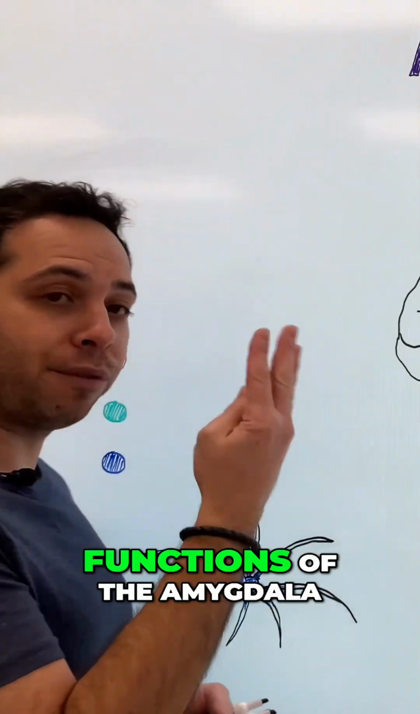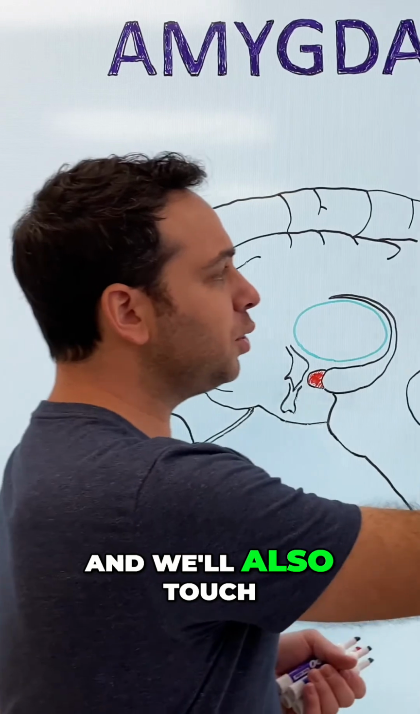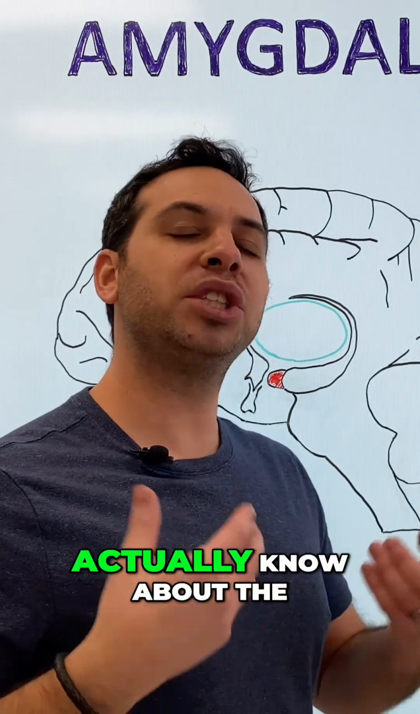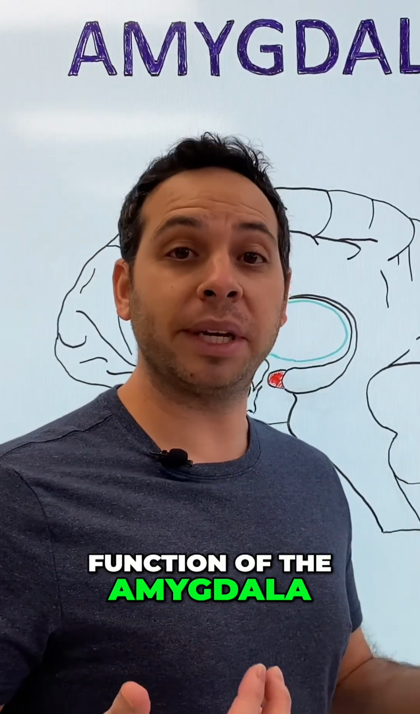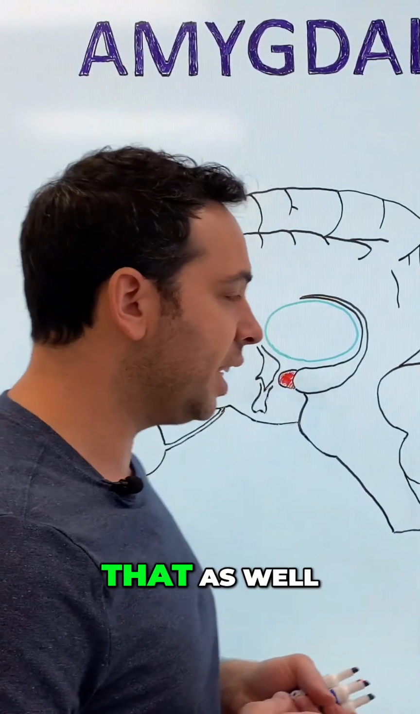Now in this video, we're going to focus on really two big things. One is the four functions of the amygdala, and we'll also touch on some animal research, like how do we actually know about the function of the amygdala and what it does? So we'll touch on that as well.